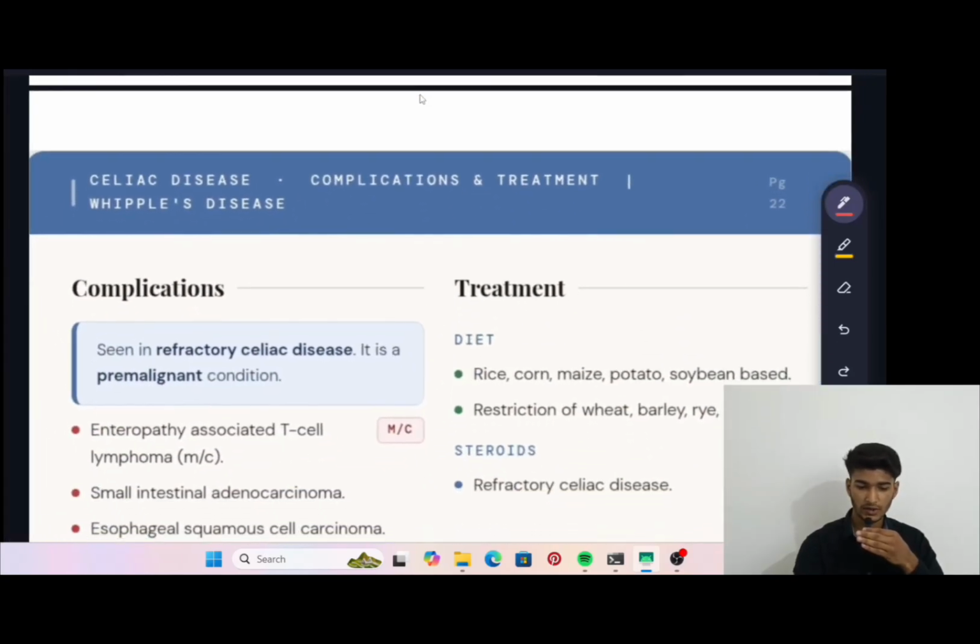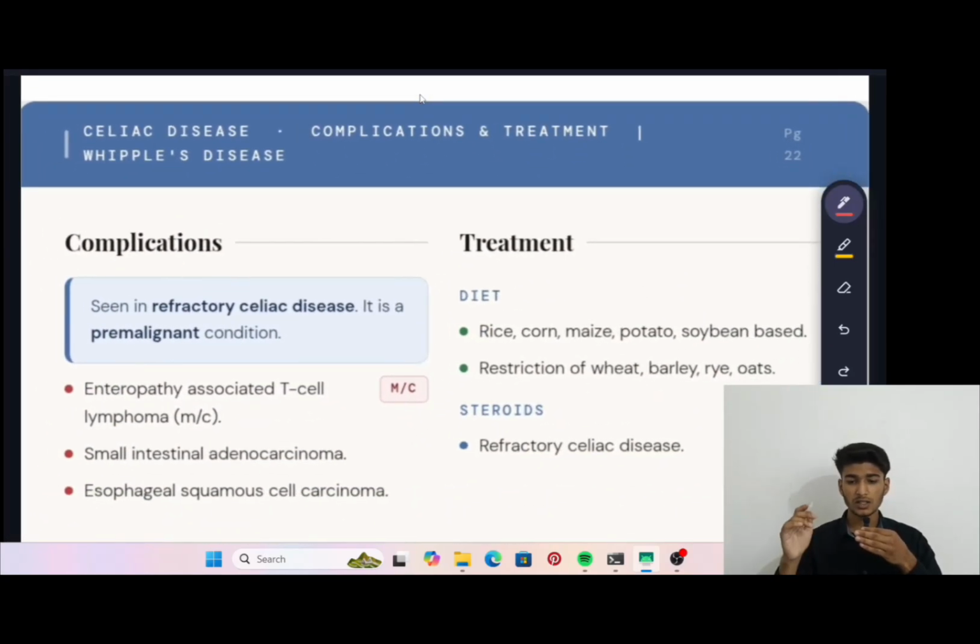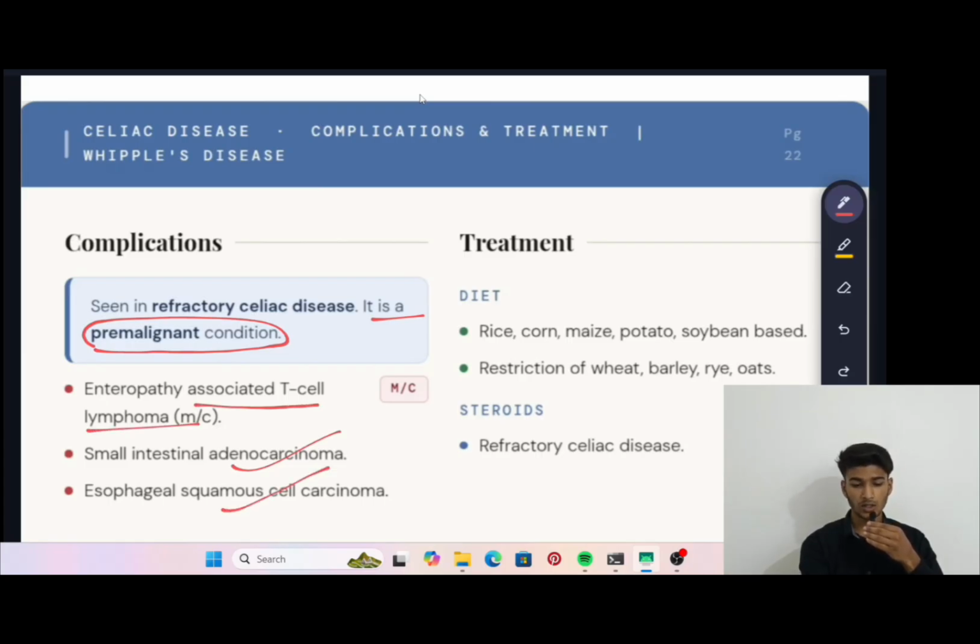And there are complications and treatments. What are the complications? Refractory celiac disease is a pre-malignant condition. The individual is not recovering after stopping the gluten diet, so it moves to refractory celiac disease, a pre-malignant condition. The patient might have a high risk of getting cancer, like small intestinal adenocarcinoma, esophageal squamous cell carcinoma, and enteropathy-associated T cell lymphoma. T cell lymphoma is the most common. The patient might be suffering with this if the celiac disease is not recovering.